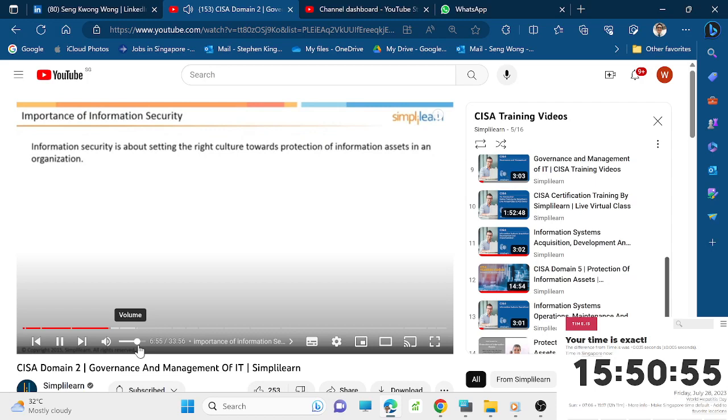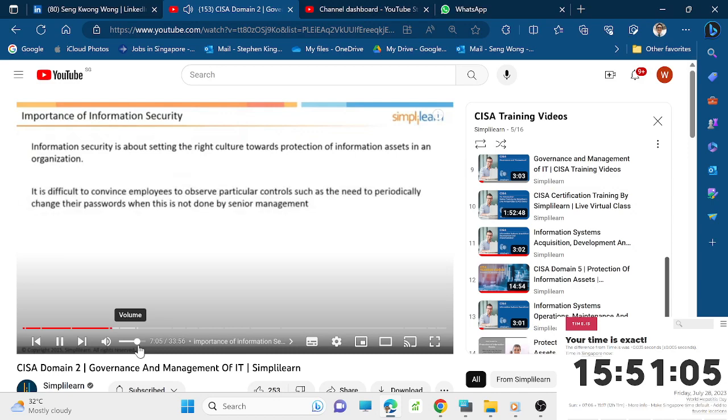Importance of information security. Information security is about setting the right culture towards protection of information assets in an organization. It is difficult to convince employees to observe particular controls, such as the need to periodically change their passwords, even on their personal email, and the CEO insists on not changing his or her password.